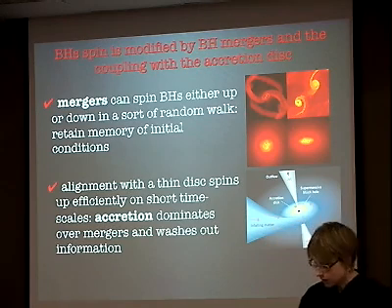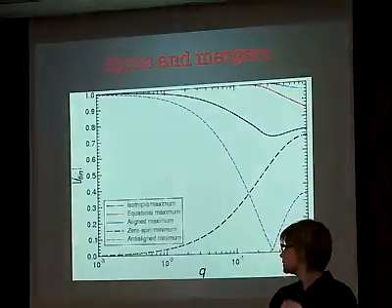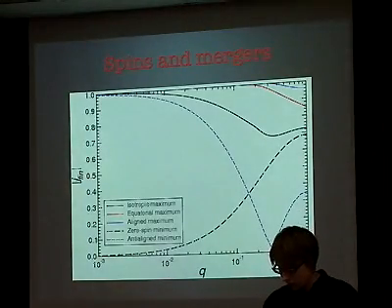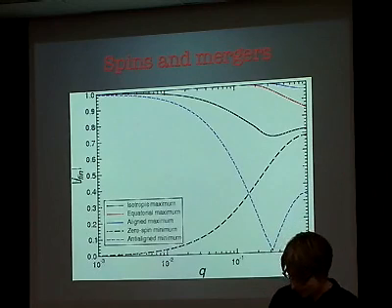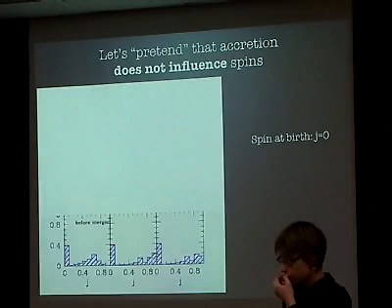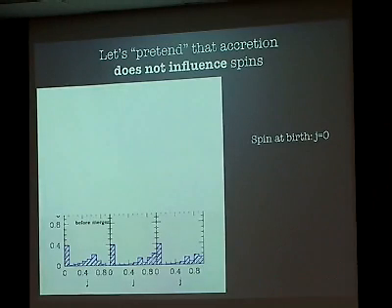So I will probably skip this slide. But Emmanuel is here. He made this plot, so he can give you more details. I will just show you how different histories of black holes can lead to different spins. Again, we need measurements of spins to understand how black holes grew.